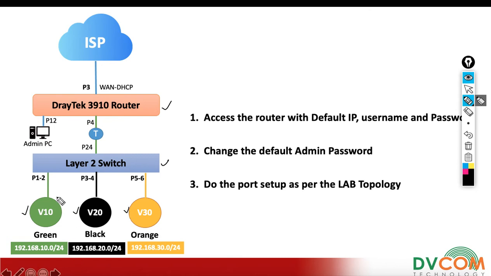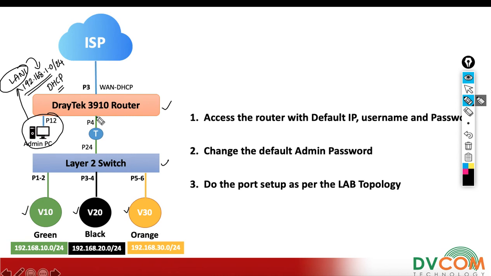Now, port number 12 I am going to use to connect my PC directly, so that my PC by default goes into the LAN segment, which is LAN number 1, and the default subnet is 192.168.1.0 network. I am going to use the 192.168.1.0 network for my management purpose, so that by default in the DrayTek router LAN 1 is configured with 192.168.1.0 and DHCP is enabled on this subnet.